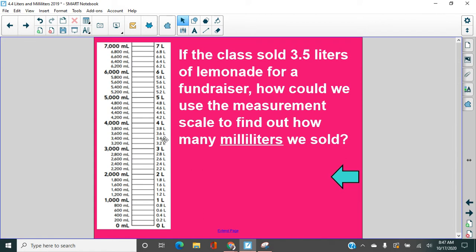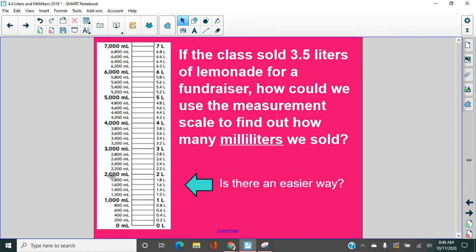3.5, 3 and 5/10, would be halfway between 3.4 and 3.6, 3 and 4/10, 3 and 6/10. So halfway between these would be 3 and 5/10, or 3,500. All right, so is there an easier way to convert these?